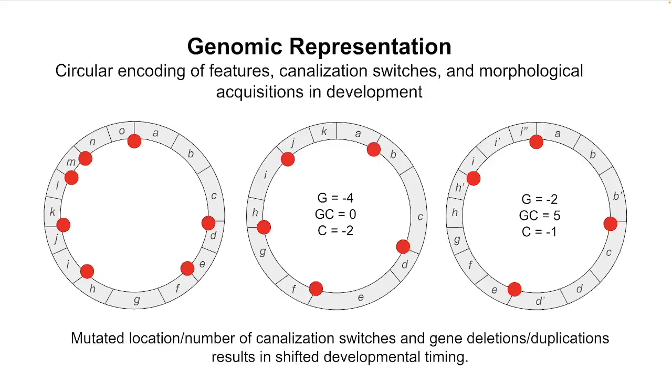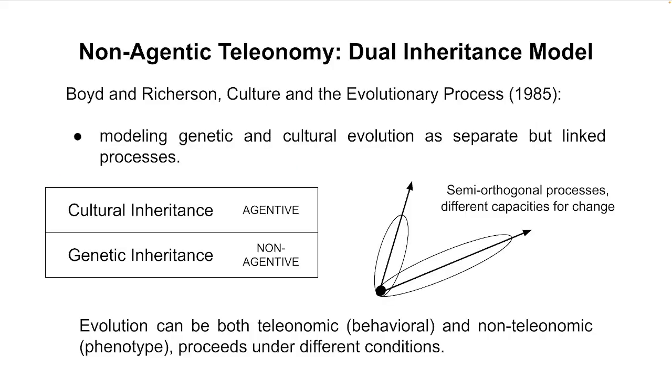And we can do our calculations on this so that we can see how they might change over time. We have mutation, we have other types of operators that we can use to shift developmental timing to change when these morphological acquisitions occur. Finally, we have this dual inheritance model. So part of the way that behavioral acquisitions occur is that they occur both in concert with the genome and independently of the genome. And we're using Boyd and Richerson's model of a dual process or dual inheritance model.